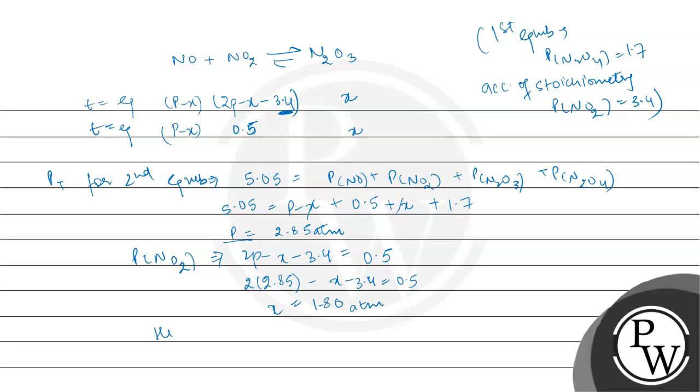Hence, if we put this value of X in the pressure of NO, which is P minus X, it will come out to be 2.85 minus 1.80, which is equal to 1.05 atm. Therefore, the partial pressure of NO at equilibrium is 1.05 atm.